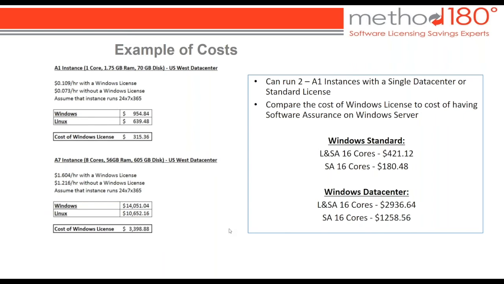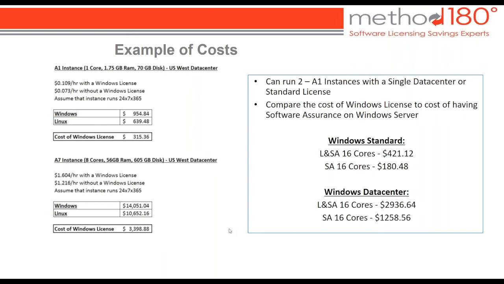But this is just, if I actually went and did it, this is what I would pay. And I also did one here on an A7 instance, so it's just a bigger one with 8 cores, some more RAM and disk. You can just see that in that case it's $14,000 for the year versus $10,600, so the cost of the Windows license is about $3,400.